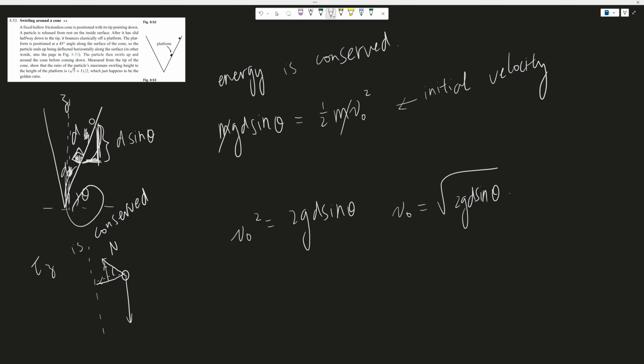And the vertical component of this normal force doesn't contribute any torque either, because it points along the z-axis. The same applies to gravity, which points straight down along the z-axis. And so we know that the torque around z is 0. And so the angular momentum around the z-axis is conserved. So how can we use that?